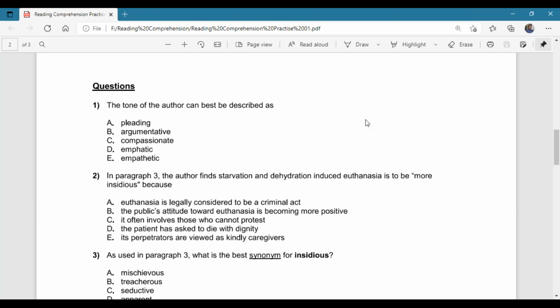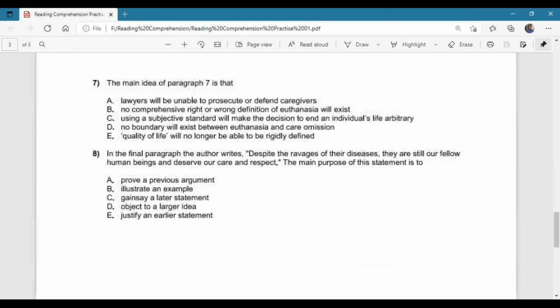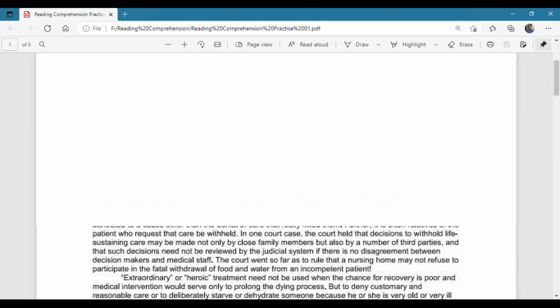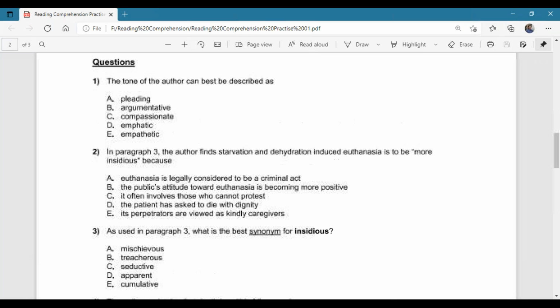Open the reading comprehension I have sent in your respective groups. Please try to open that document, reading comprehension practice 1. Please look into the document and let me know what questions you need to solve first. I'll be back in 2 minutes. Kindly stay connected.